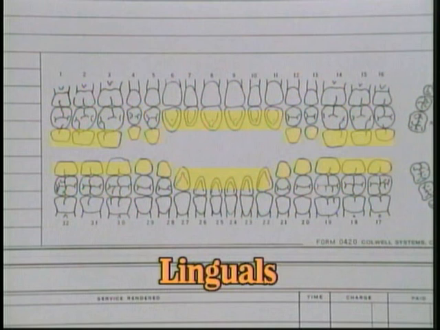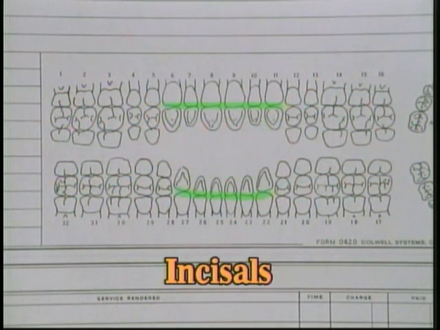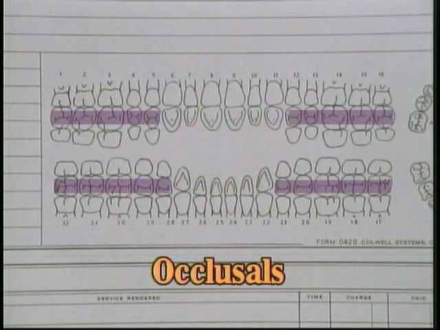The lingual surfaces are the surfaces of both anterior and posterior teeth that touch the tongue. The incisal is the biting edge on anterior teeth. The occlusal is the biting surface on the posterior teeth.